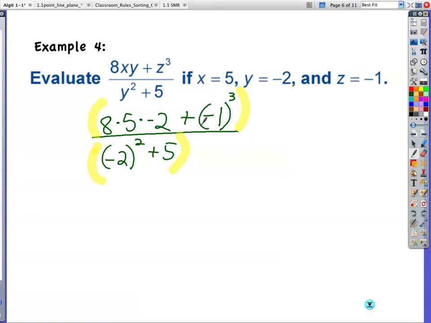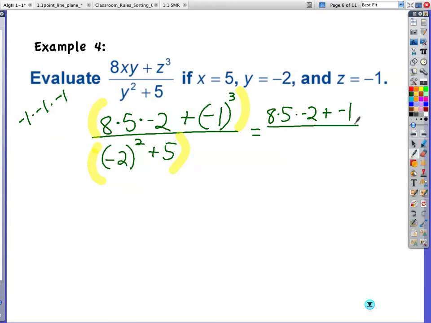Okay, are there any parentheses? Well, yeah, but I've already done all the math in there. Any exponents? Yes, right here. So I'm going to go ahead and keep writing my 8 times my 5 times negative 2 plus, what's negative 1 to the third power? That's negative 1 times negative 1 times negative 1, which is negative 1.